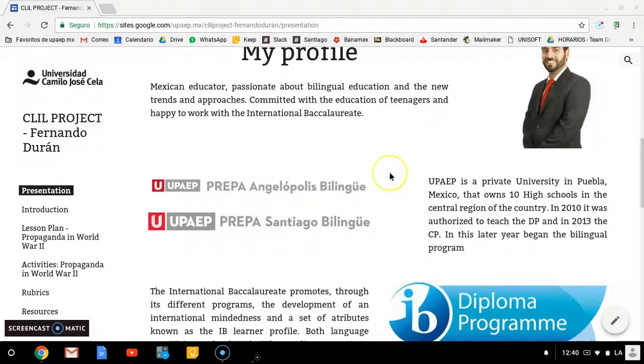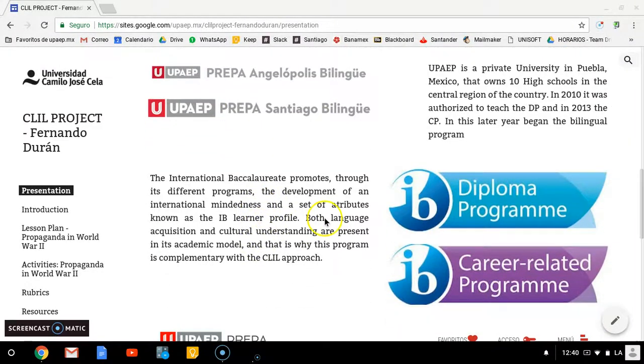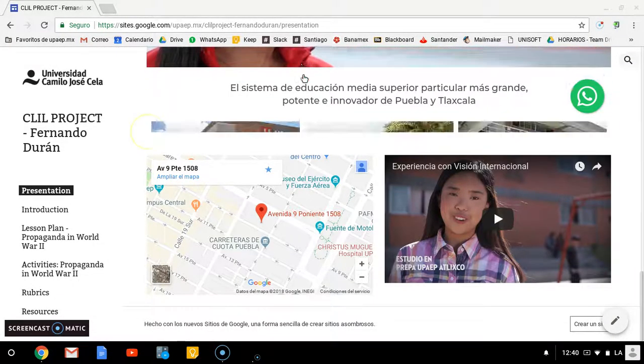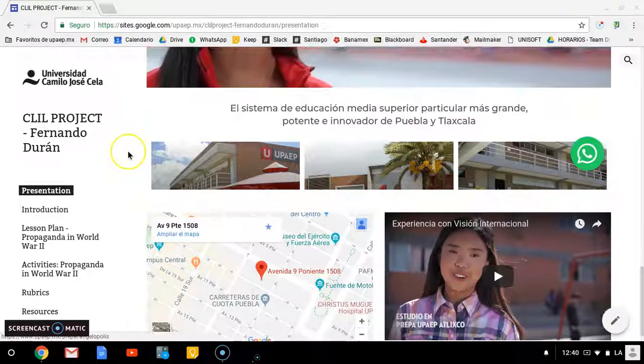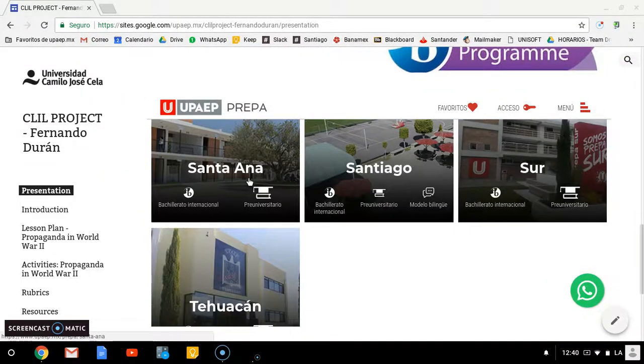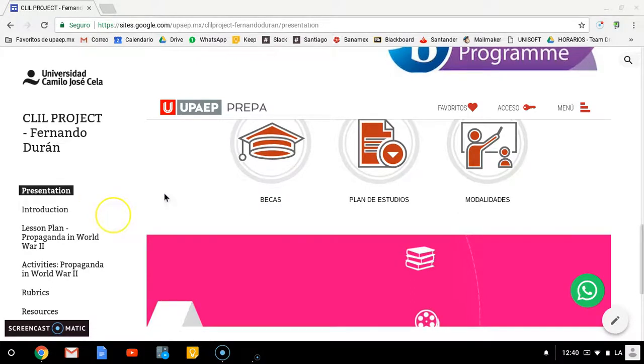This is some explanation about the school. We are authorized to teach the diploma and the career-related program. You can see the web page with all the different high schools that we have, because this is a system of 10 different high schools in Puebla, Mexico, and in cities really near to Puebla.